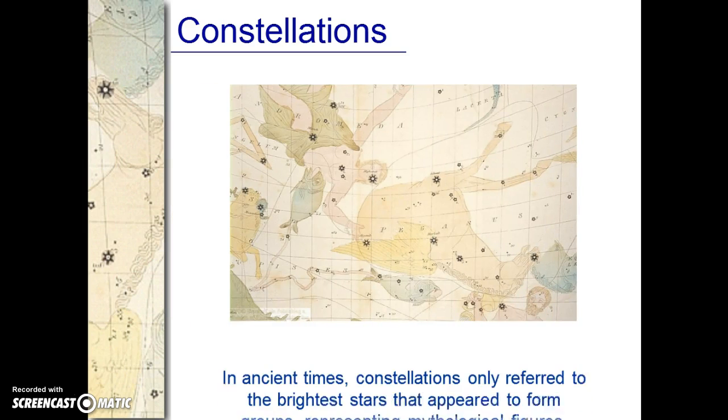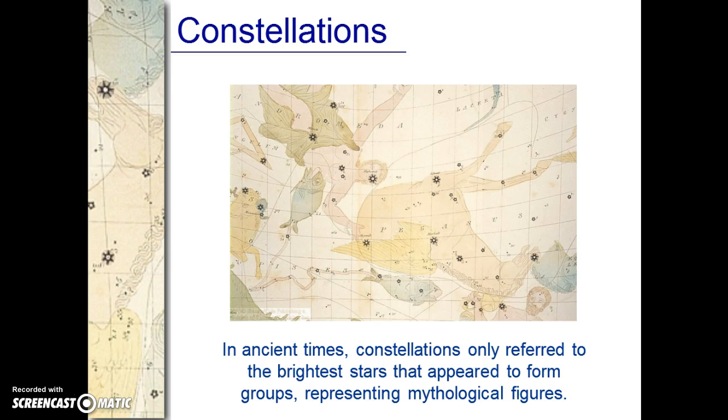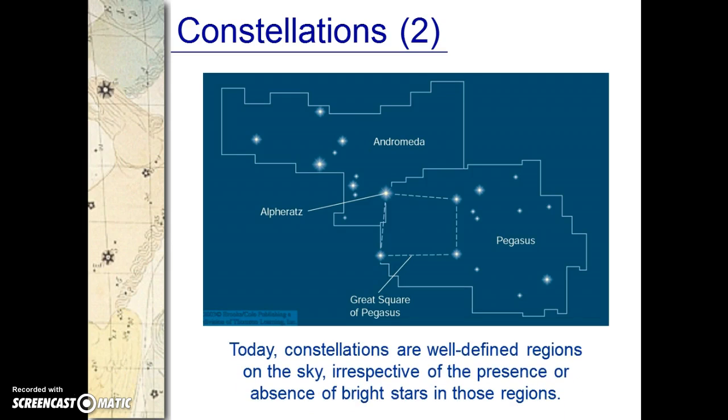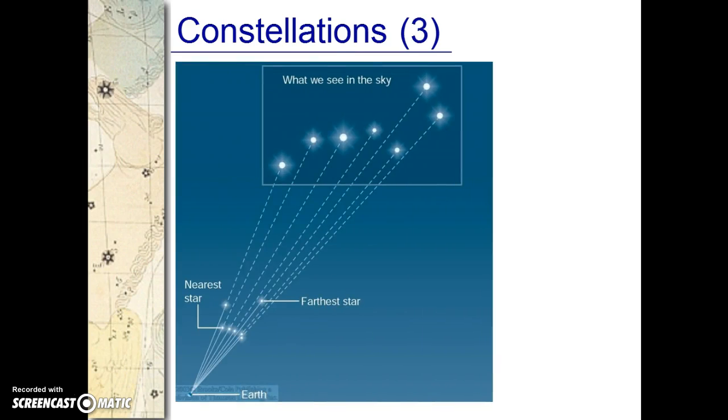All right, constellations. Constellations in ancient times were a grouping of stars that people would look at, and typically they said it was only the brightest stars, and they would name them after mythological figures and gods, and say that they represented those things. Nowadays, they're just well-defined regions in the sky. It doesn't matter if they have bright or not bright stars in them. It's just that big grouping, that region, is where those constellations are.